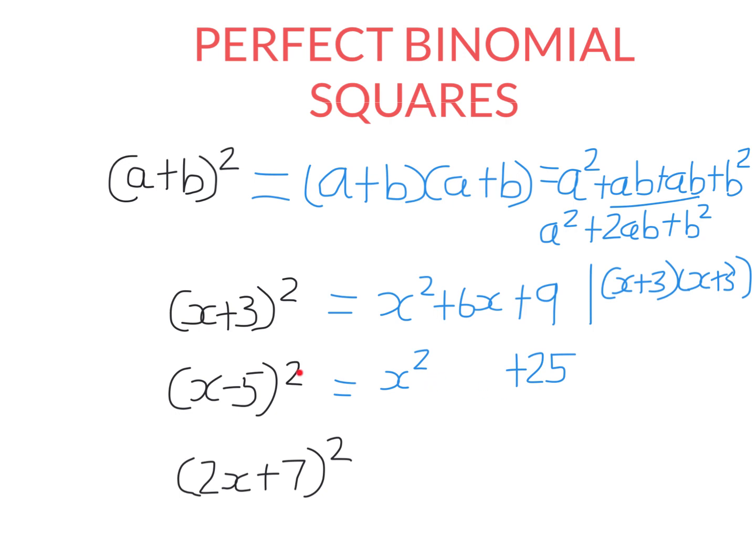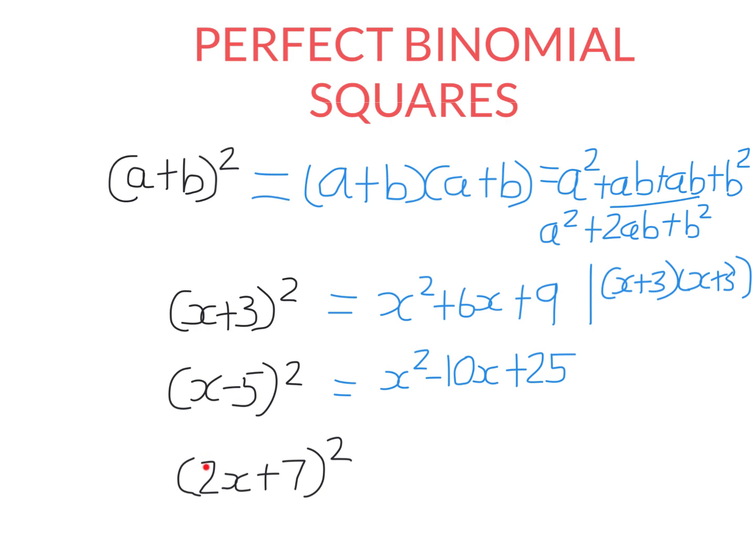So the middle term is 2 times x times negative 5. So 2 times negative 5 is negative 10. So it'll be x squared minus 10x plus 25. You would get the exact same answer if you wrote (x - 5) times (x - 5) and used FOIL.